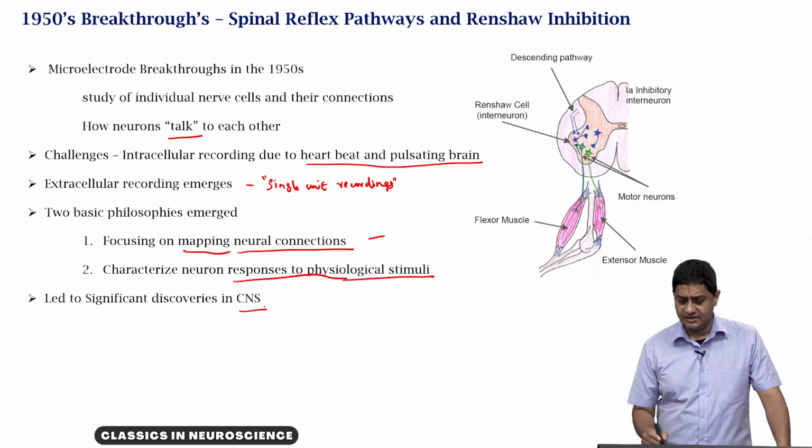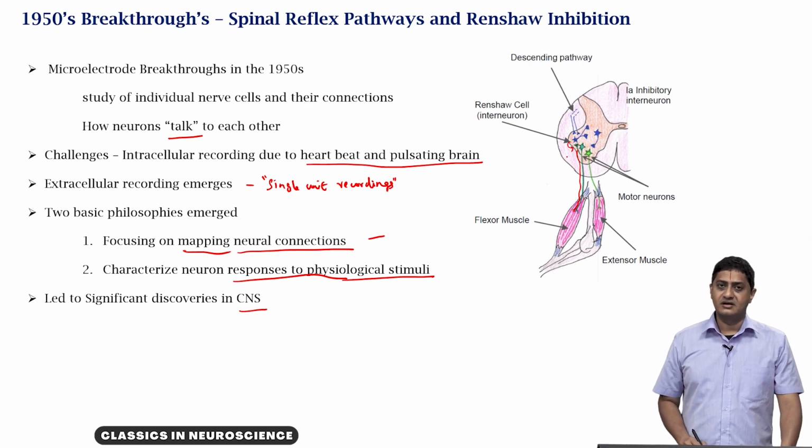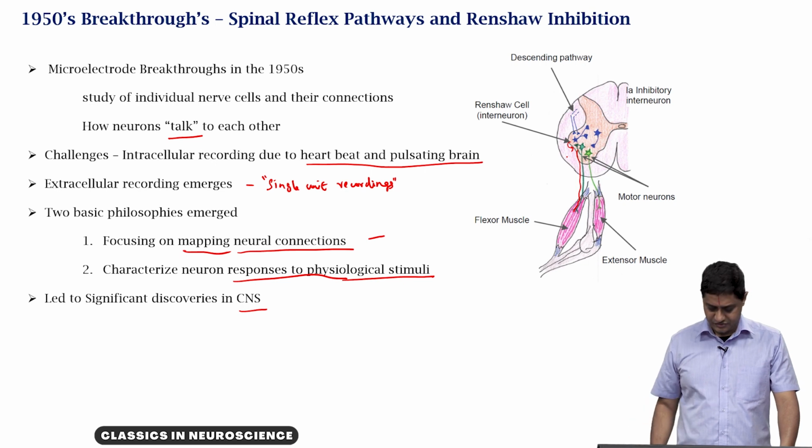Shown here are the connections between alpha motor neurons and the muscle fibers, and the Renshaw cells, the interneuron that inhibits the alpha motor neuron, for example. We will discuss this function in later videos.